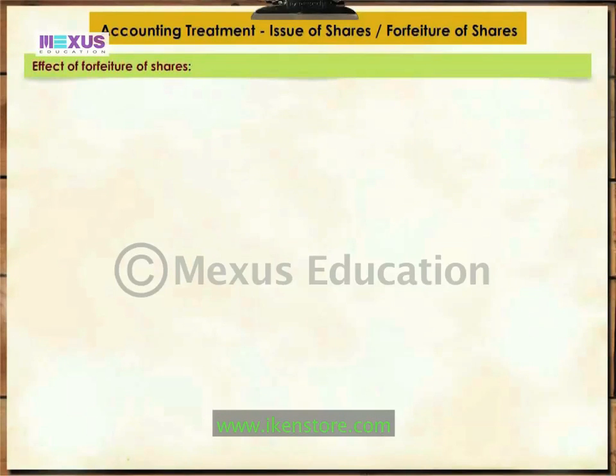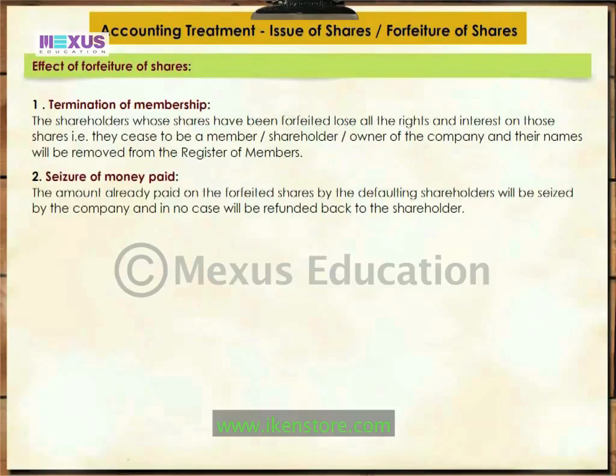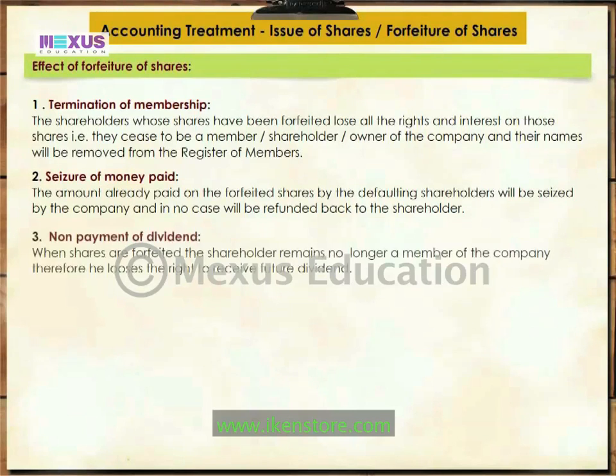Effect of forfeiture of shares. 1. Termination of membership. The shareholder whose shares have been forfeited loses all the rights and interest on those shares, that is, they cease to be a member, shareholder or owner of the company, and their name will be removed from the register of members. 2. Seizure of money paid. The amount already paid on the forfeited shares by the defaulting shareholders will be seized by the company and in no case will be refunded to the shareholder.